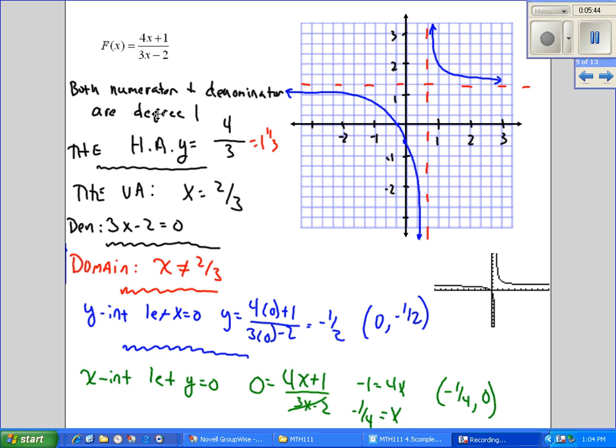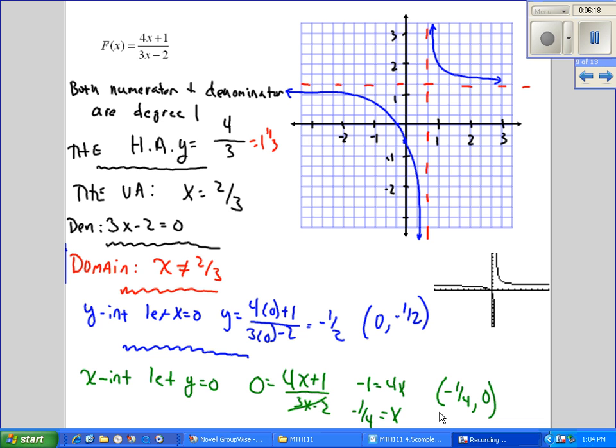Okay, so in this one I have a first degree polynomial over a first degree polynomial. The horizontal asymptote is going to be the ratio of the leading coefficients, so the 4 over the 3. y equals 4/3, or y equals 1 1/3. Vertical asymptote, I let the denominator 3x - 2 equal 0. Solve, and that gives me x equals 2/3. That also tells me the domain is all real numbers except where x is 2/3. The y-intercept, I let x equal 0, solve for y. X-intercept, let y equal 0, solve for x.